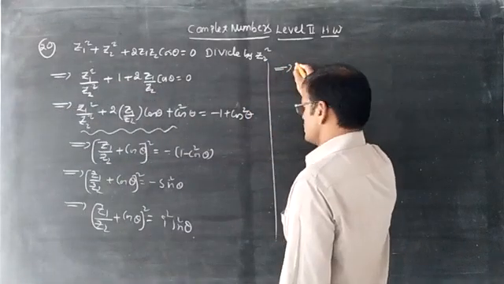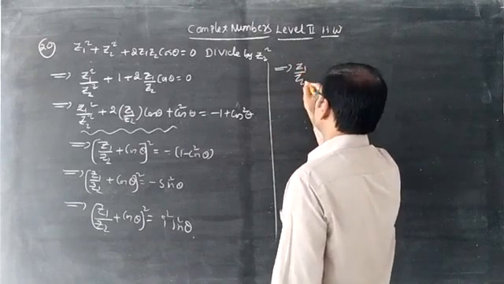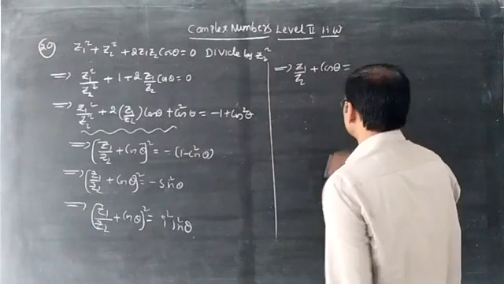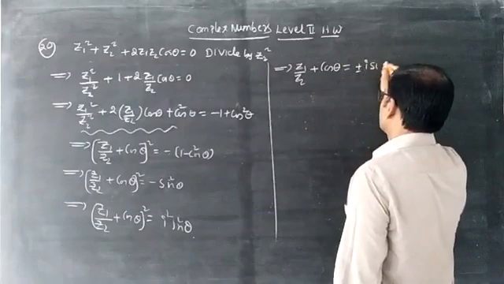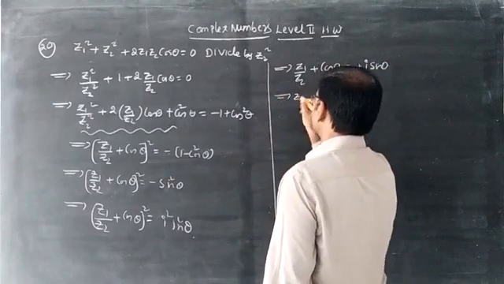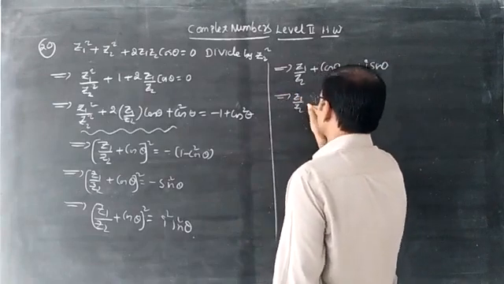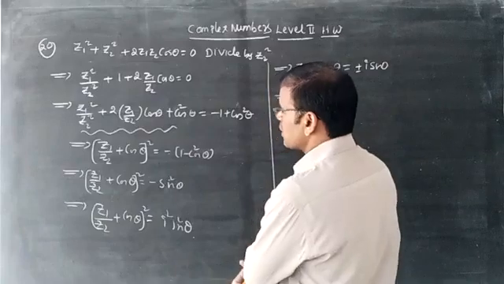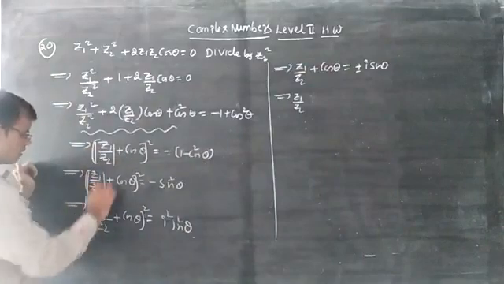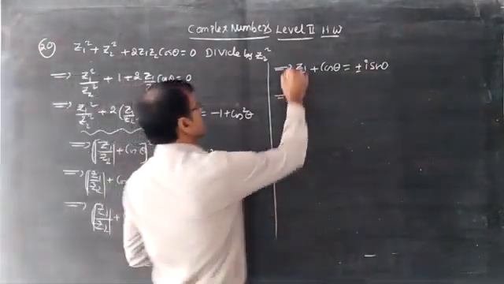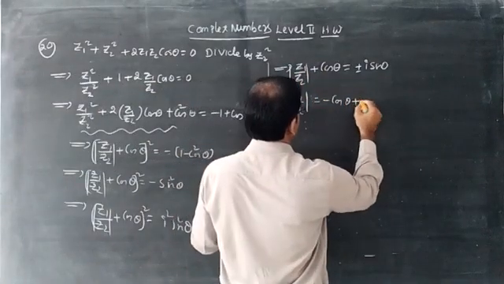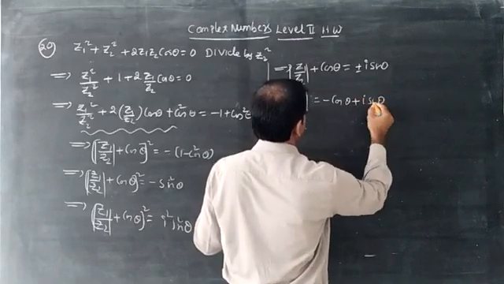That implies, next step, Z1 by Z2 plus cos theta is equal to plus or minus I sin theta. That implies Z1 by Z2. Whenever a square is there, we can apply the modulus. Here, modulus of Z1 by Z2, taking cos theta to this side, is minus cos theta plus or minus I sin theta.